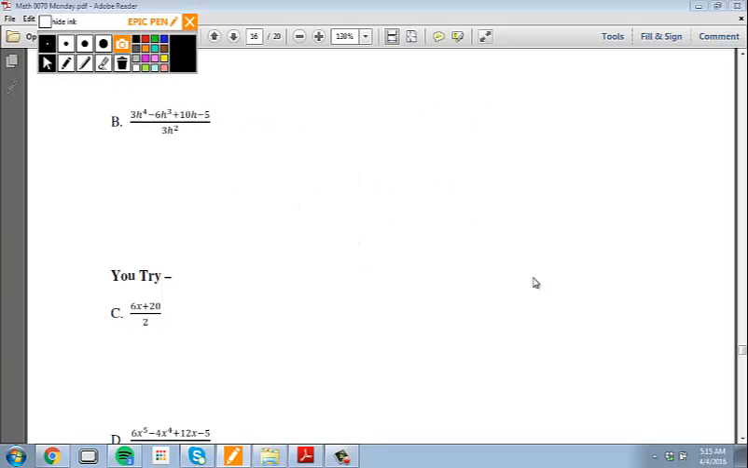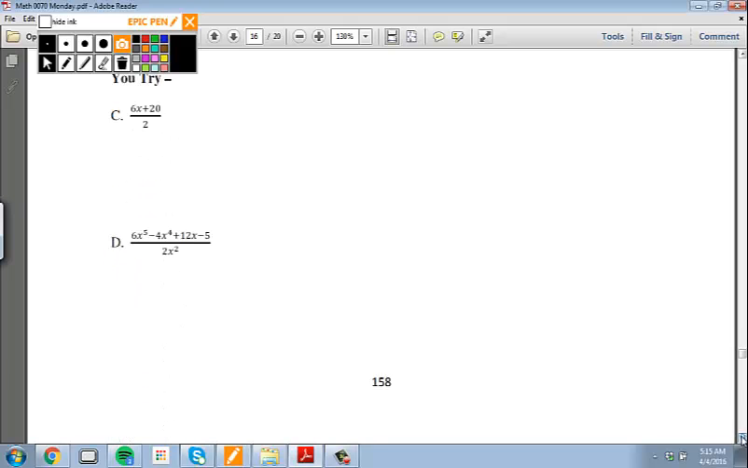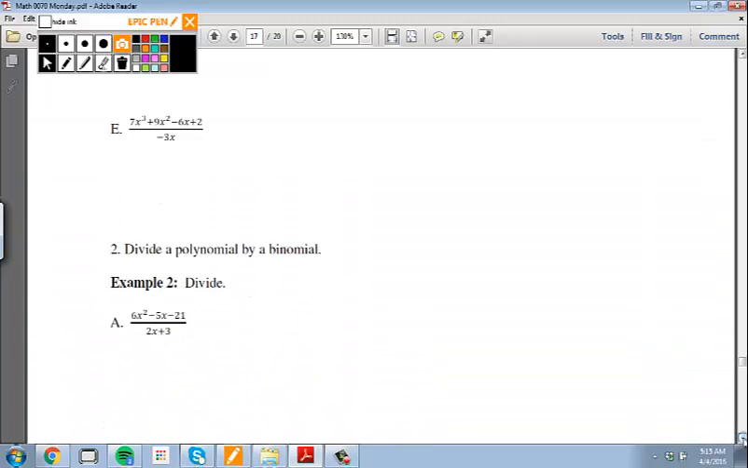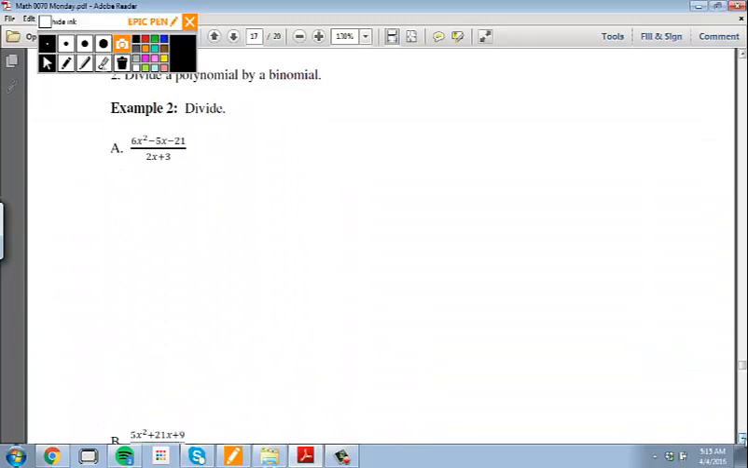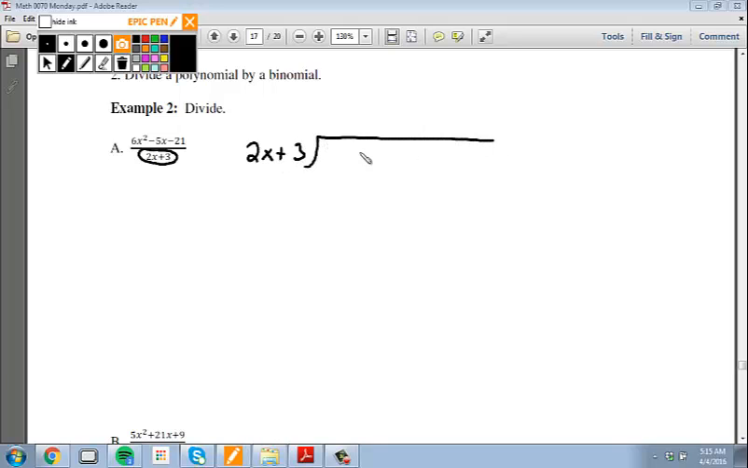So, again, if you have any questions, feel free to email me or bring them to class. There are a few more here for you to try, but we're going to now divide a polynomial by a binomial. When we divide by a binomial, these are going to be the harder ones. These are the ones where we're going to use long division. I know.